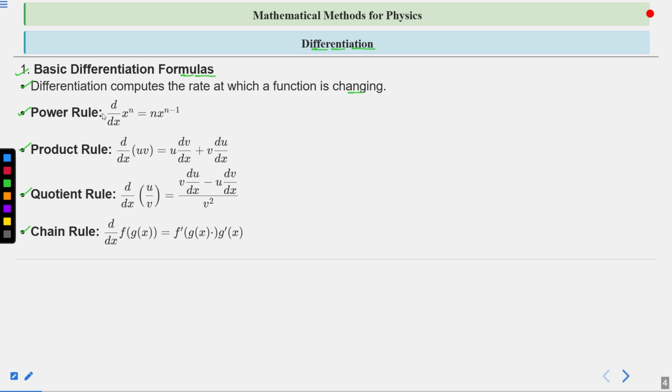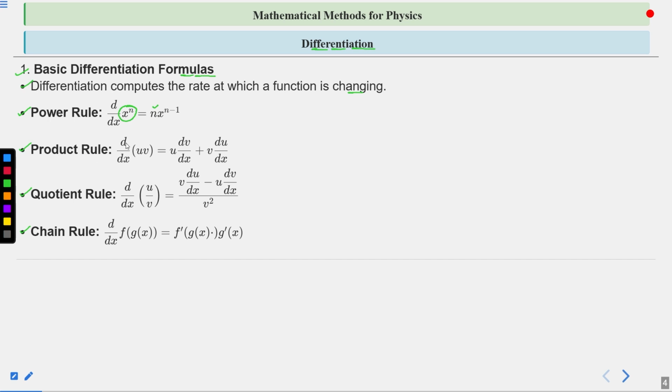So, in power rule, suppose we have a variable x raised to the power n. Then what will be the differentiation of x raised to the power n with respect to x? So, it will be d x^n by dx is equal to, take n outside, so n, and minus 1 from n. So, it will be n x raised to the power n minus 1.